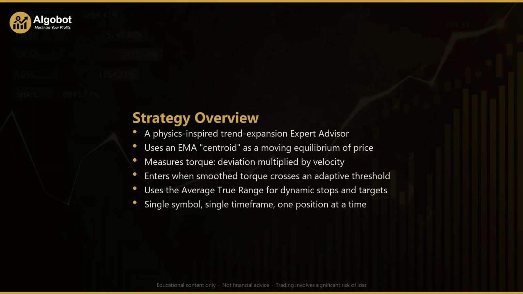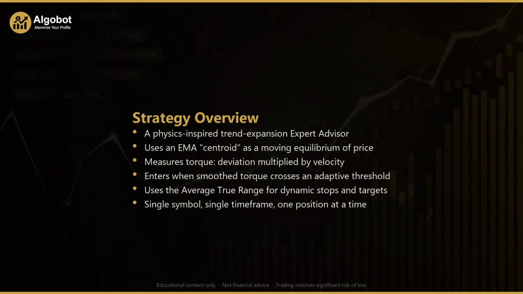Let's start with the big picture. Centroid Torque Expansion is a trend expansion strategy, and it works on a single symbol and a single time frame. You can study it on foreign exchange pairs like euro against the US dollar, or on other instruments, always on the one chart it is attached to. Nothing here reaches across multiple time frames.